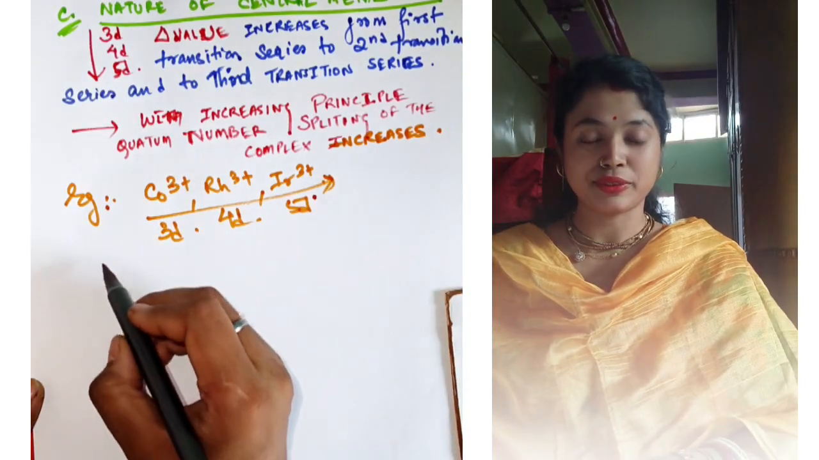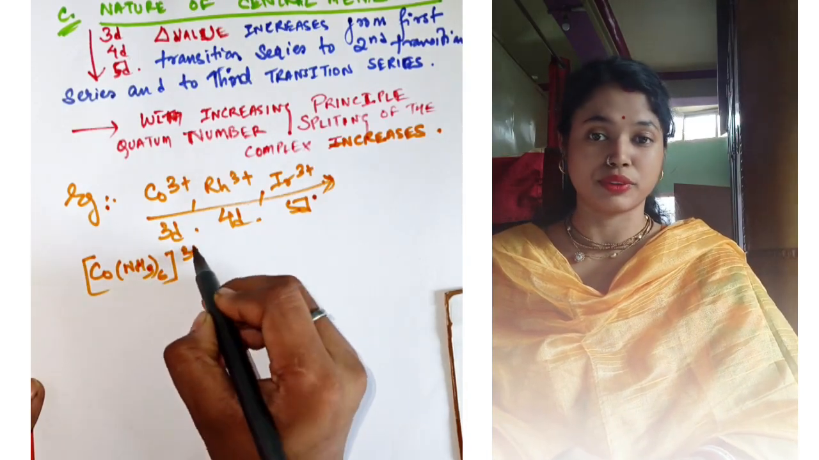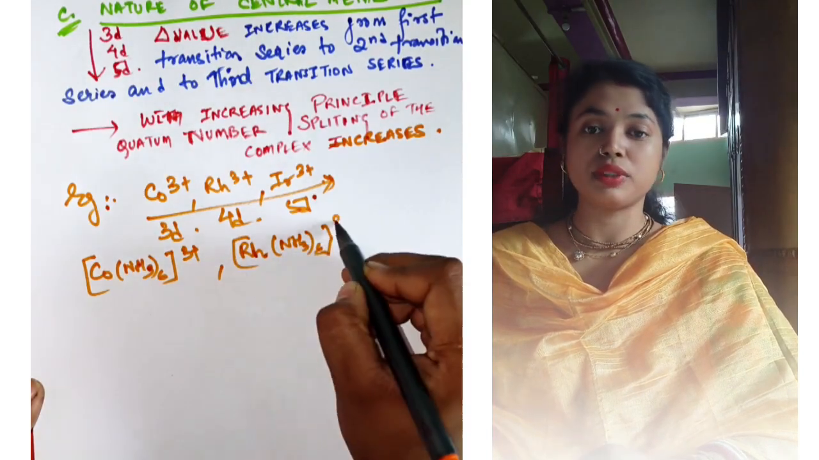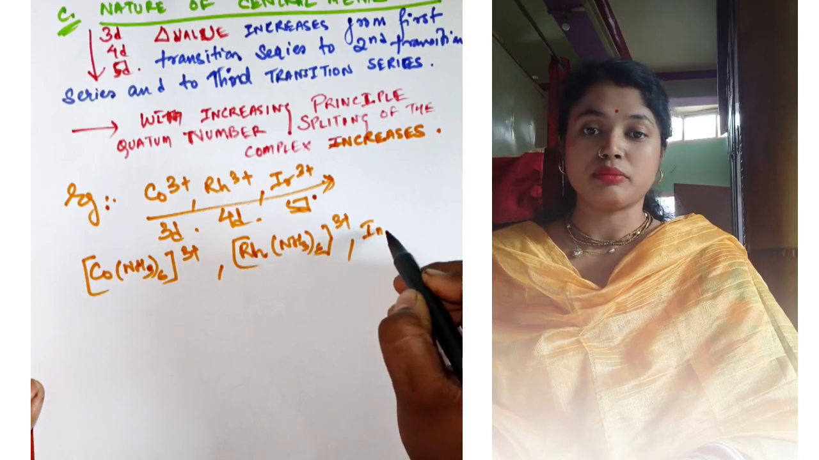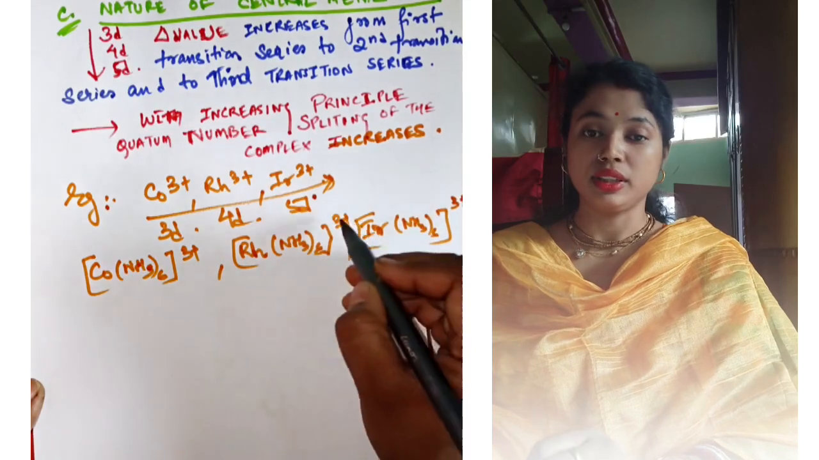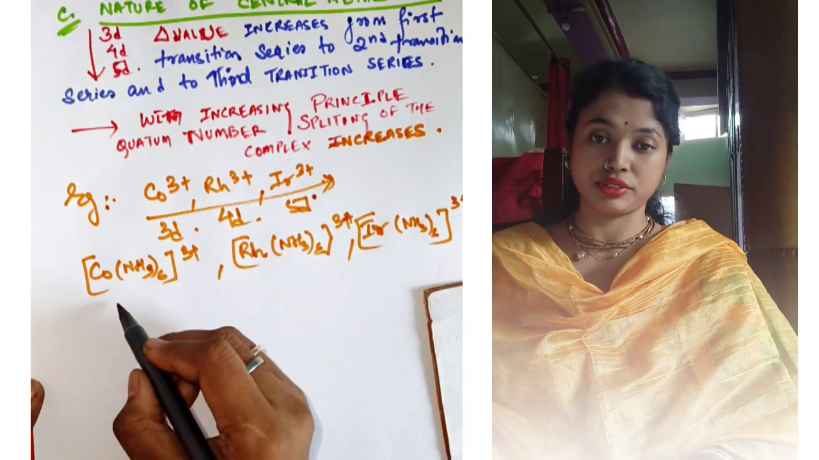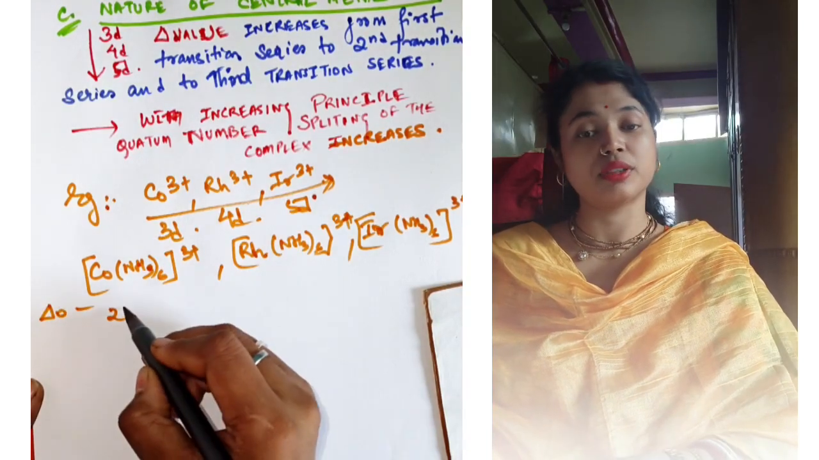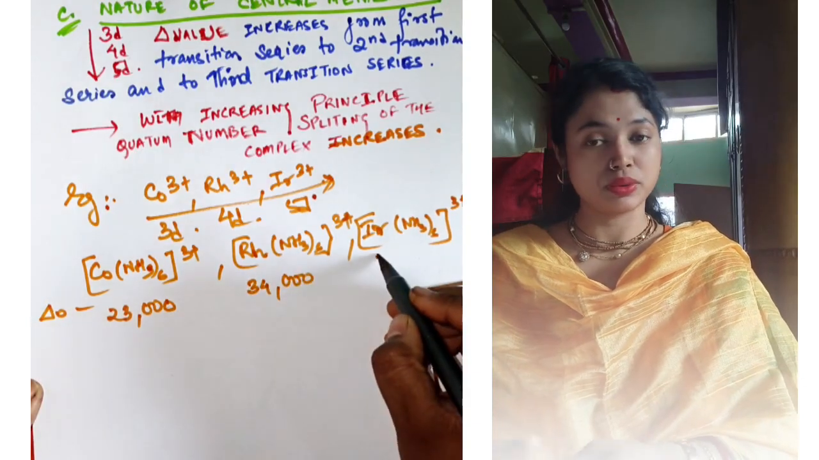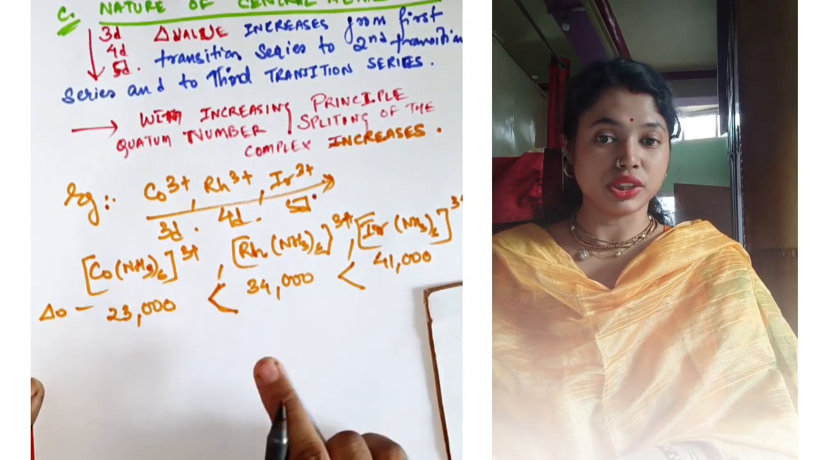Okay, so if you take the cobalt ammonia complex of octahedral geometry, then the Rh(NH3)6 3+, and the Ir ammonia complex, by experimental analysis, what we got is that the delta naught values are 2300 for this one, 3400 here, and 4100 here. So as we move down the group, the orbital splitting increases.